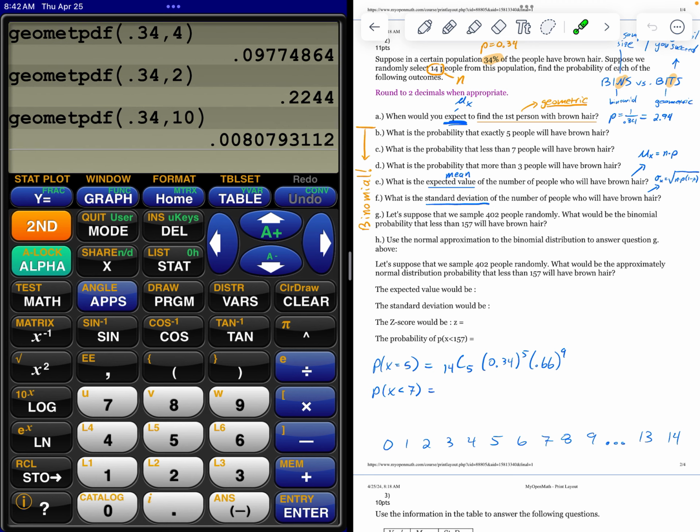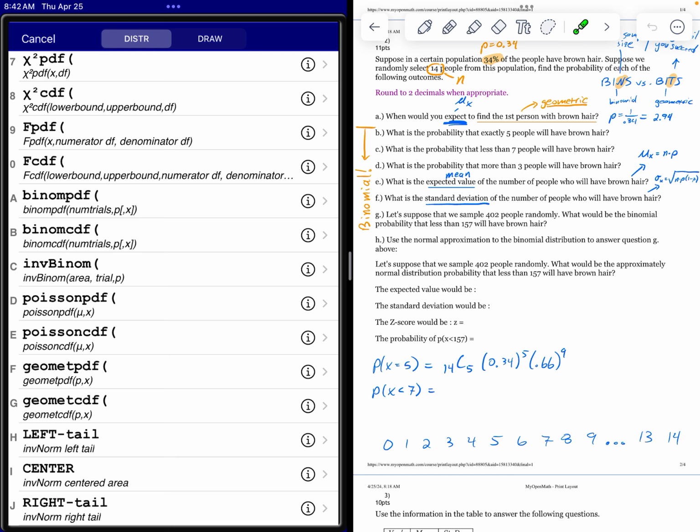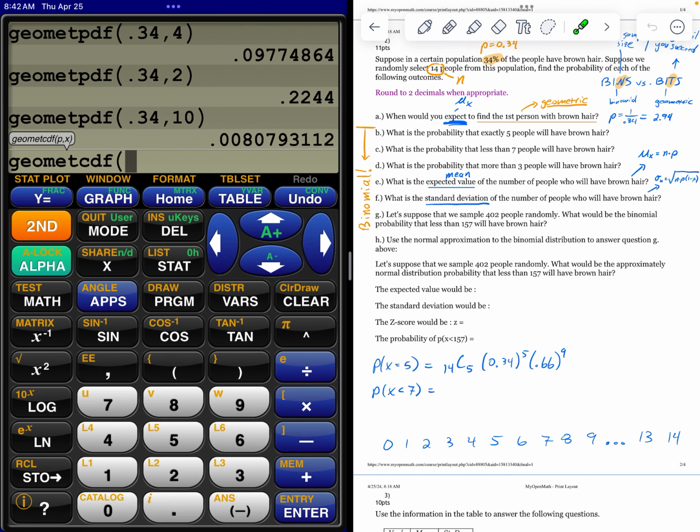Whoa, not likely. If I go to my distribution menu again and pick the CDF button, the difference now is it's cumulative. So I might put a 4. What's the probability that the first person you find with brown hair happens before the 4th person? So it happens with the 1st, the 2nd, or the 3rd person. It adds them up. Okay, it's cumulative.